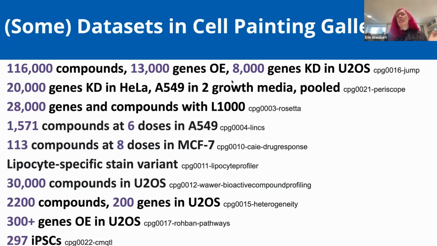We would love to get your data into the gallery as well. So just some of the data sets in the gallery, as I said, we have lots of data. And again, the data can be compound data, it can be genetic data, overexpression or knockdown, it can have dose response, it can be variants on the cell painting assay, specific for lipocytic cells, in a pooled format. We have historical data all the way from the very first published description of the cell painting assay all the way through the biggest flagship JUMP data set, even into data sets that are currently in progress. So a full range.